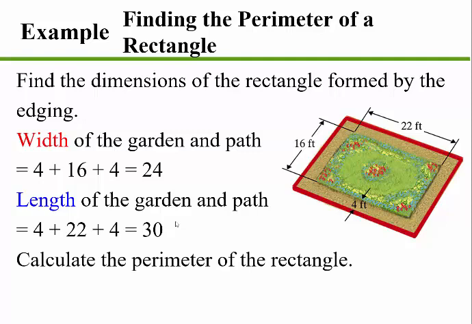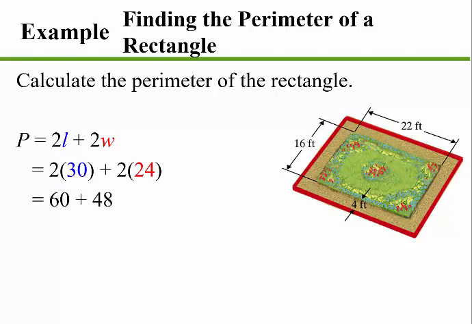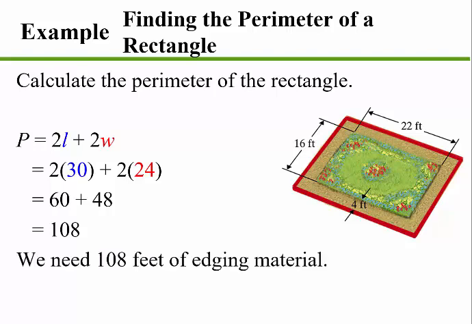So to calculate the perimeter of this rectangle, we're going to use that formula 2 times the length plus 2 times the width. So 2 times 30 plus 2 times 24. That gets you 60 plus 48. So it's going to need 108. We need 108 feet of edging material.